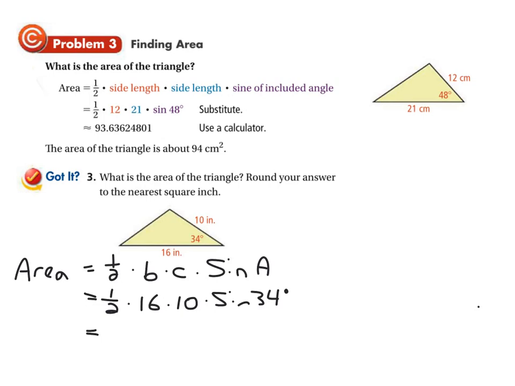And we get 44.7 something. So I'm going to erase this and say it is approximately equal to, because it says to the nearest square inch, 45 inches squared. That's how you do it. This is an easy one: 1/2 side times side times the sine of the included angle to get the area.